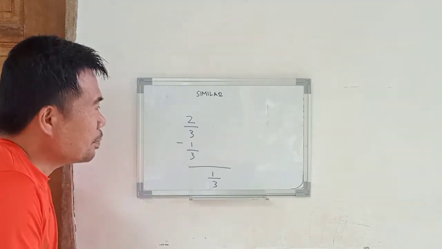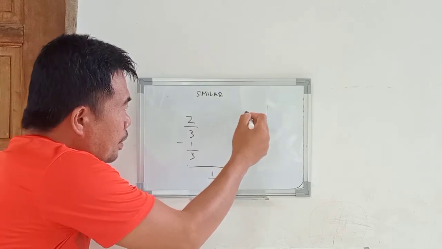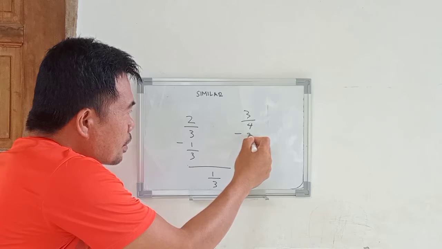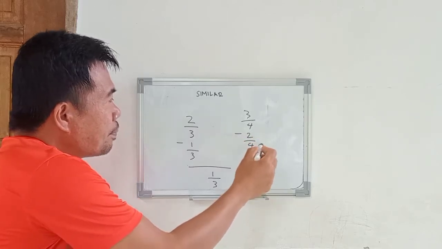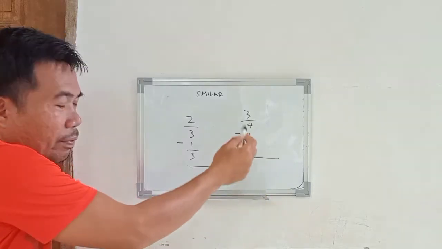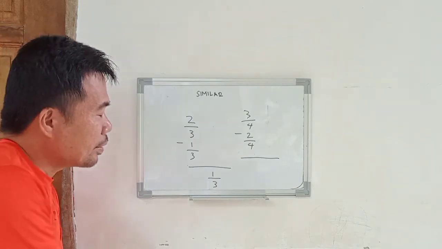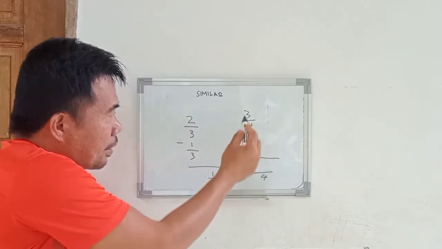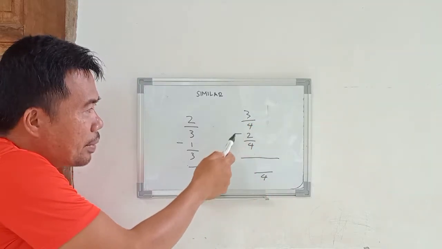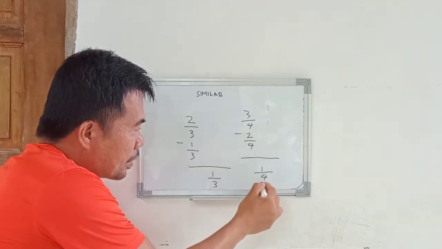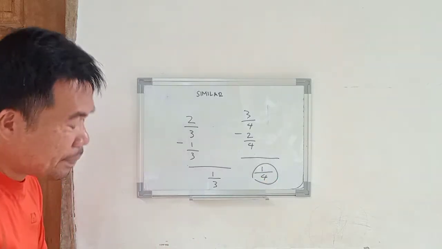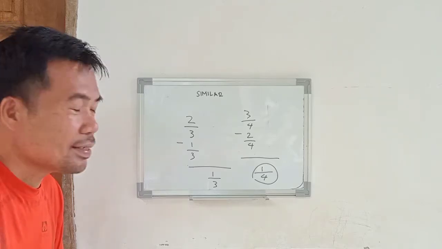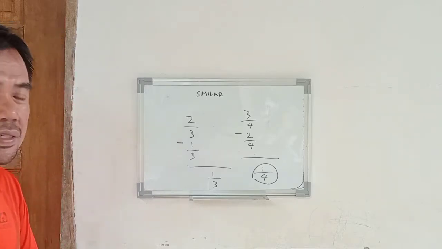So another example, 3/4 minus 2/4. Both of them have the same denominator. So just copy the denominator, which is 4, and subtract the numerators. 3 minus 2 is 1. So this is the answer. So it's very simple and easy for similar fractions.